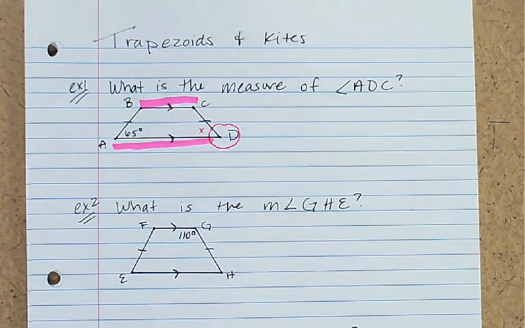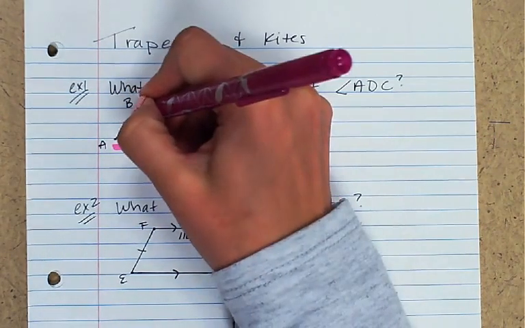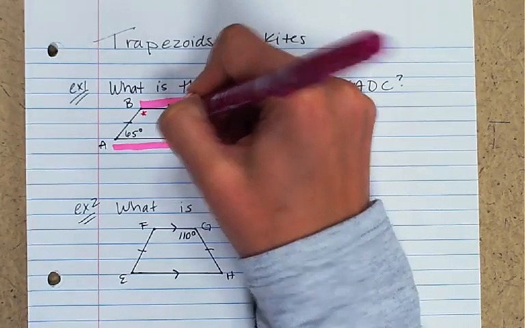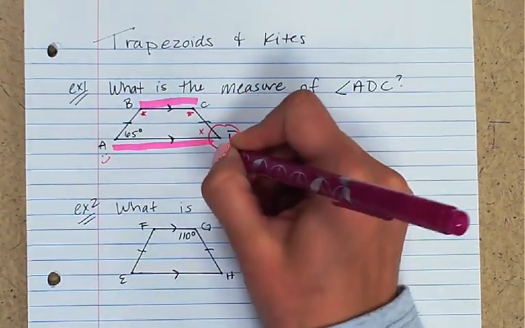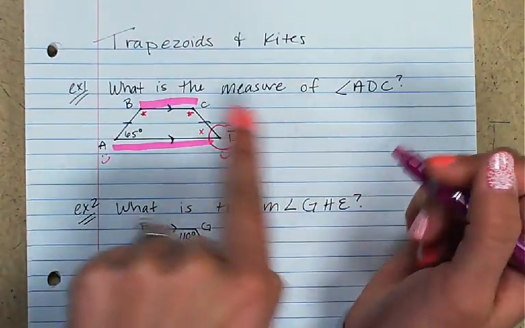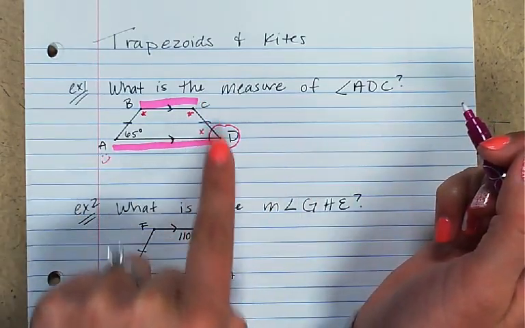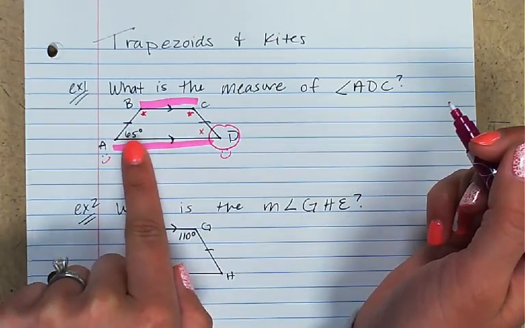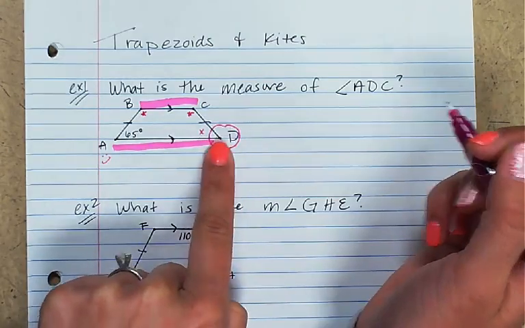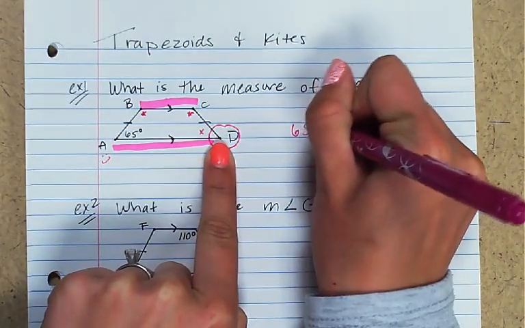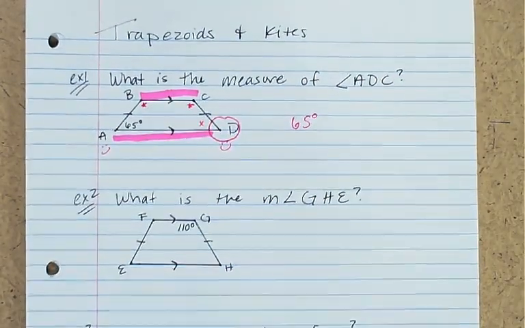So those angle pairs are going to be the same, meaning this is going to be the same as this, and A is going to be the same as D. So we are trying to find the measure of angle ADC. So if this is 65 degrees, then ADC will also be 65 degrees.